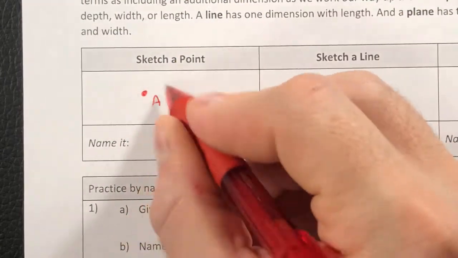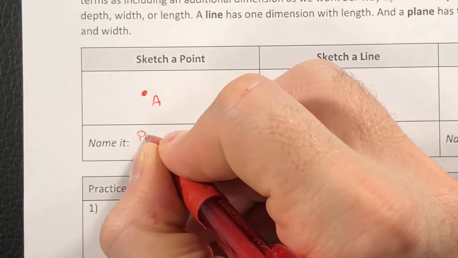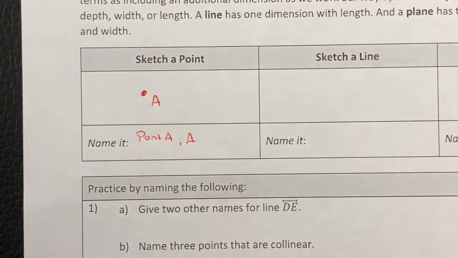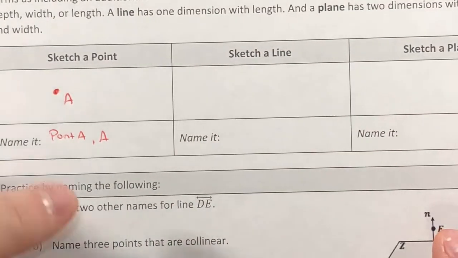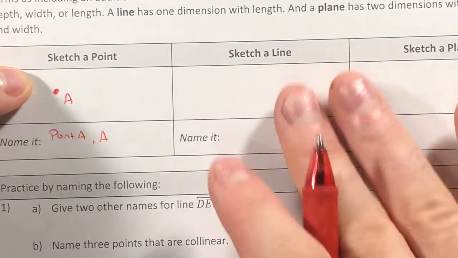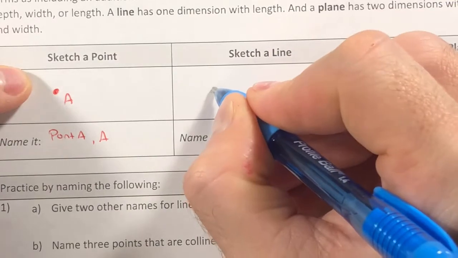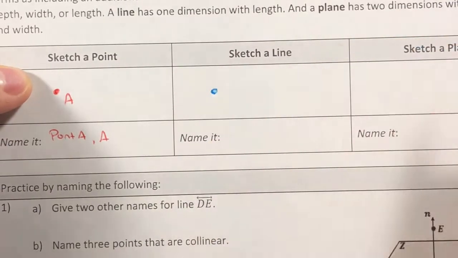The ways that we typically name a point is we either call them point A, or sometimes we just say A. Typically those refer to a point. Likewise, if a point has no dimensions, for a line I'm going to need more than one because I'm measuring a distance or a length.